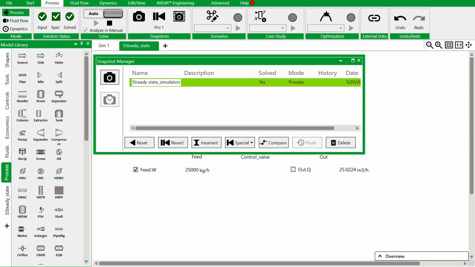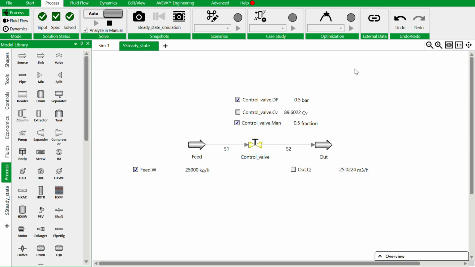So you can take such 50 snaps, so you can get back to any state during the simulation by simply clicking on here. You will get the number of snapshots. Before moving ahead to the dynamic state, we can change its position to 100% opening, and the flow rate is 15,000.